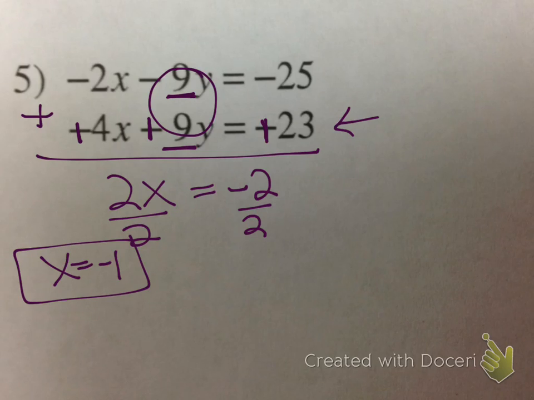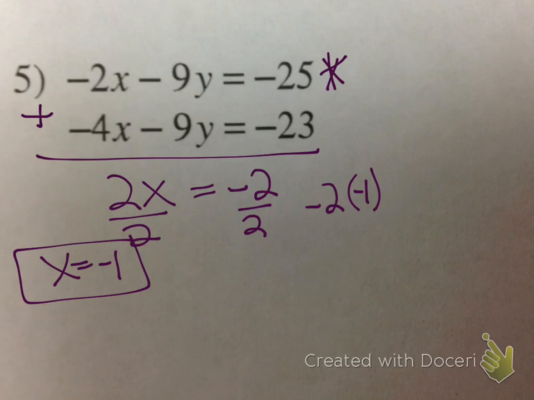So now we're going to take that, plug it into either the top or the bottom equation. So let's go with the top this time. So I'll have negative 2, parentheses negative 1, minus 9y equals negative 25.